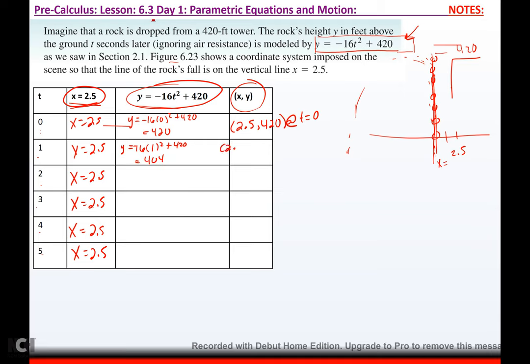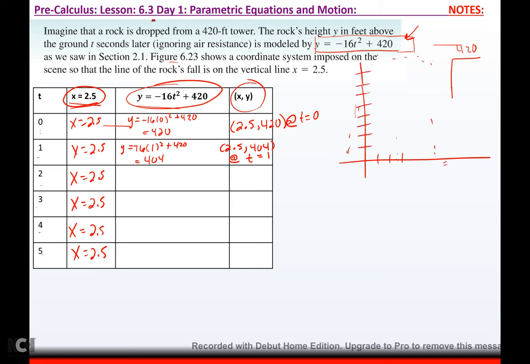So that gives me an ordered pair of (2.5, 404), and that's at time equals 1. If I started plotting these points, there's 2.5, let's say right there, and let's say this is 420, so this ordered pair would be (2.5, 420), and that's at time equals 0. At time equals 1, we're at (2.5, 404). This is not drawn to scale, obviously, but this is at time equals 1 second.